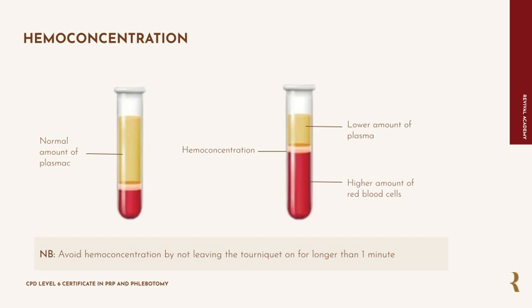On the right-hand side you have an example of hemoconcentration. Hemoconcentration is when you have a larger amount of red blood cells and very little plasma. It happens if you leave the tourniquet on for a prolonged period of time, which can cause hemoconcentration after you put the blood tube through the centrifuge. You might find the red blood cells are quite a lot in comparison to the plasma. How to avoid that? Simply remove the tourniquet after a minute and don't leave it on for longer, so you can get the most plasma from the whole blood as you can.